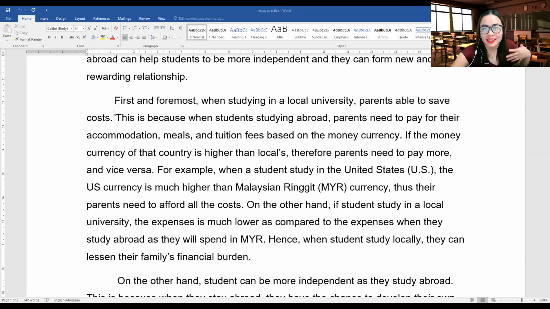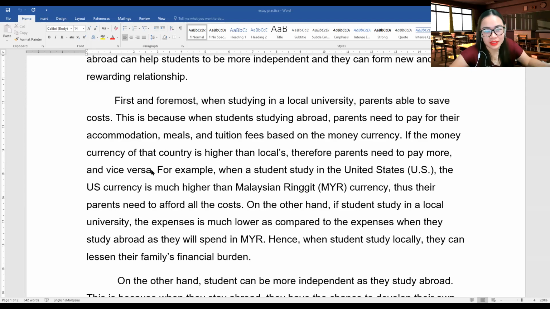And then let's look at her explanation. This is because when you're studying abroad, your parents have to pay in higher currency. And if you're studying locally, your parents just have to pay in ringgit, so it's cheaper, right? A nice logical explanation to support saving costs.